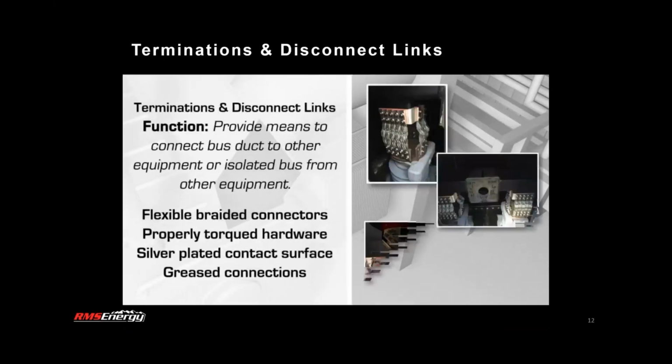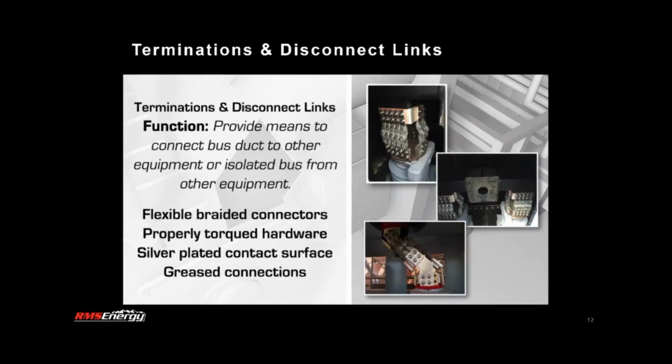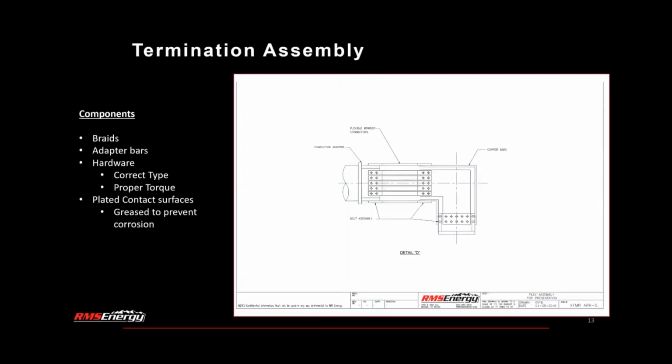So terminations and disconnect links provide a means to connect and isolate equipment from your bus duct. They're made up of a number of different components. You'll find braids and flexible connectors, adapter bars to transition from bushing to bus design, hardware making your bolted connections and specifying the correct type of hardware and the proper torque, and then your plated contact surfaces, making sure they're in good condition and greased to prevent corrosion and other issues from occurring.